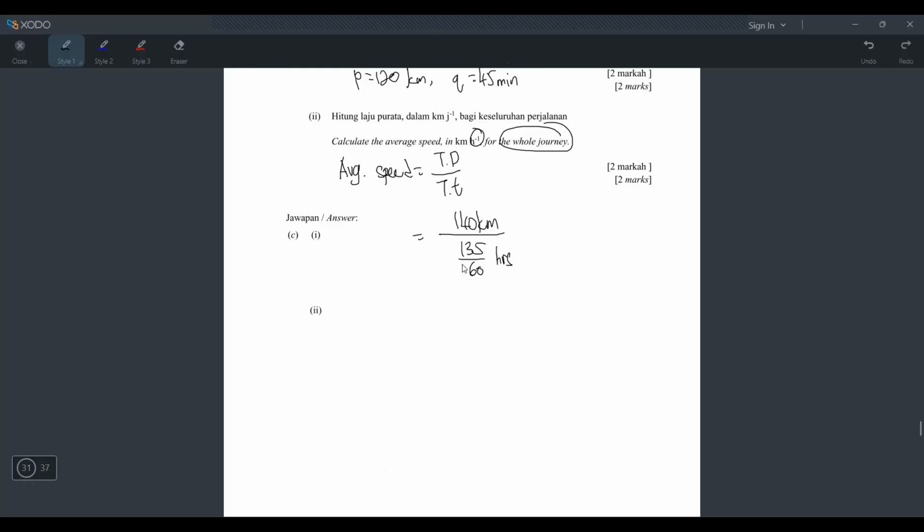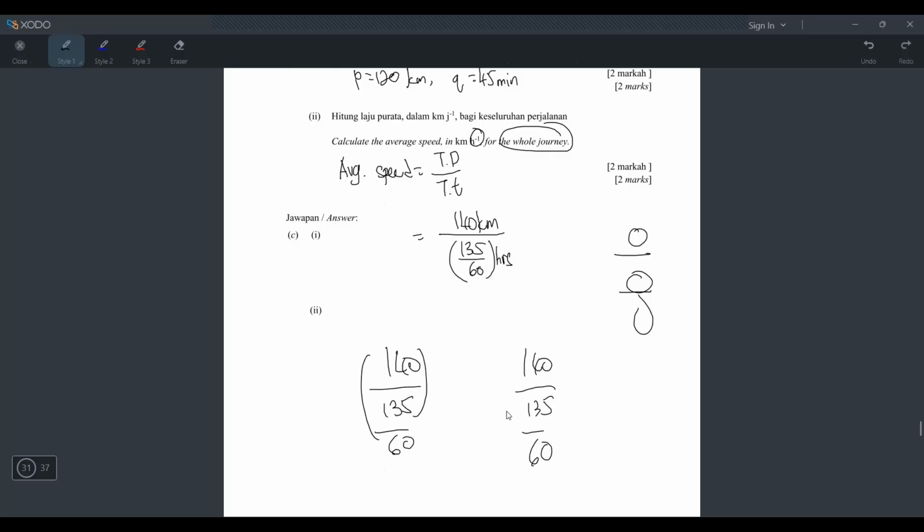If you press it, you have to open bracket. Remember, when your fraction has 3 levels, you have to open bracket, because 140 over 135 over 60 and 140 over 135 over 60, if you do it like this and like that, they are not the same thing. If you press this, it will give you a different answer. So make sure you put the bracket nicely.